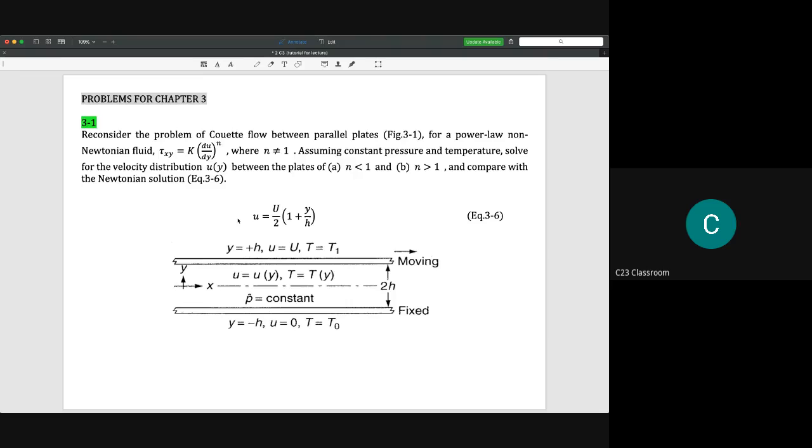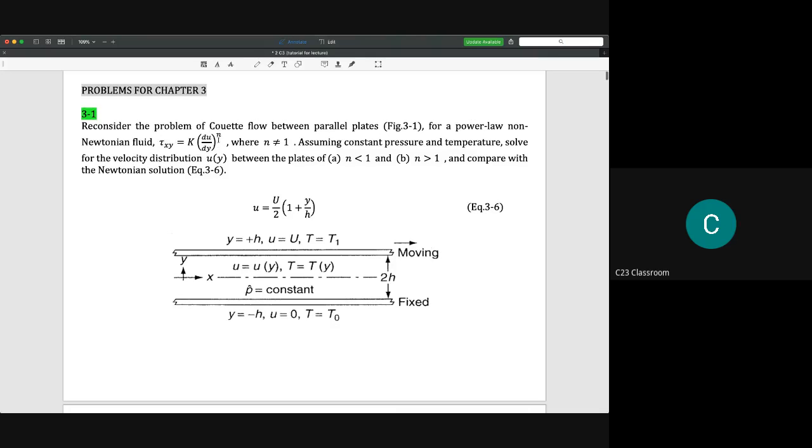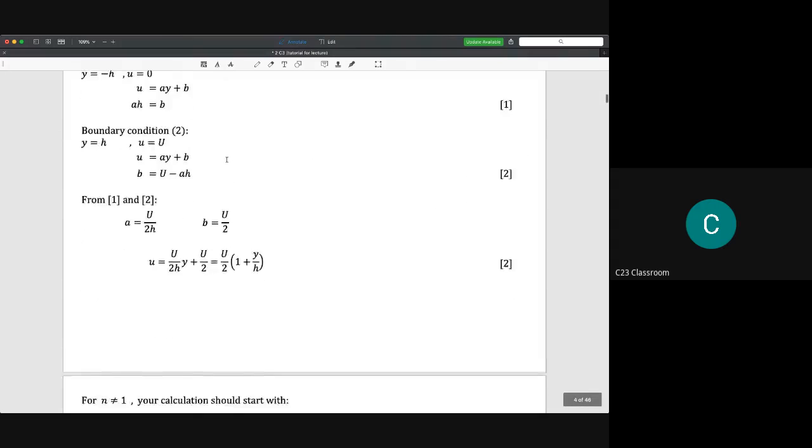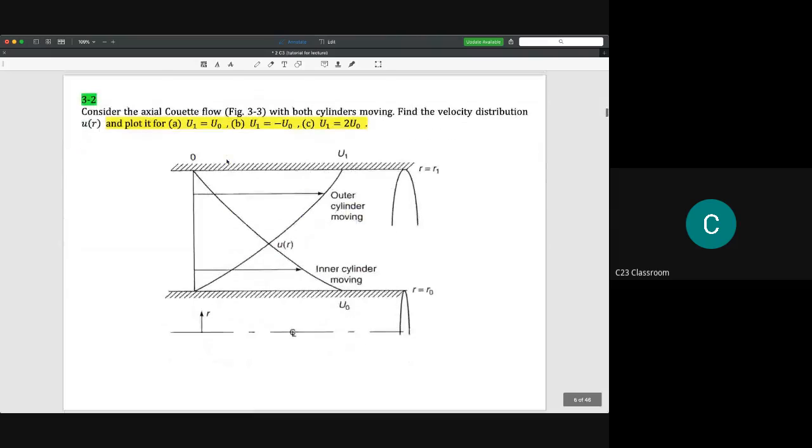Okay, yesterday we focused on this question. I already explained about the power of n here. And then for today, we will go for question number 2 here.